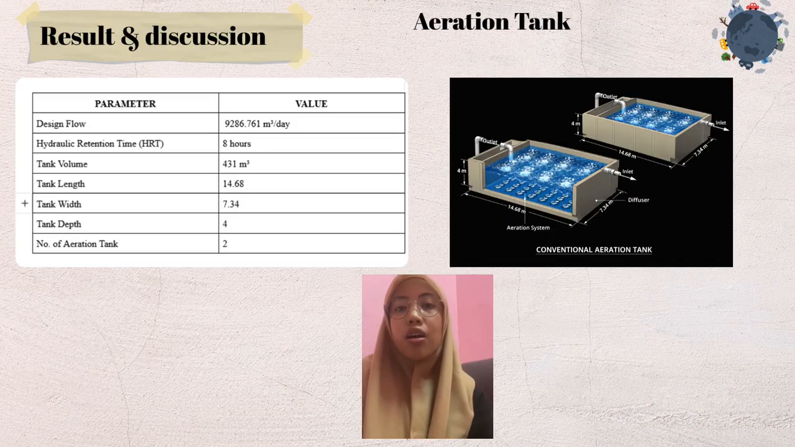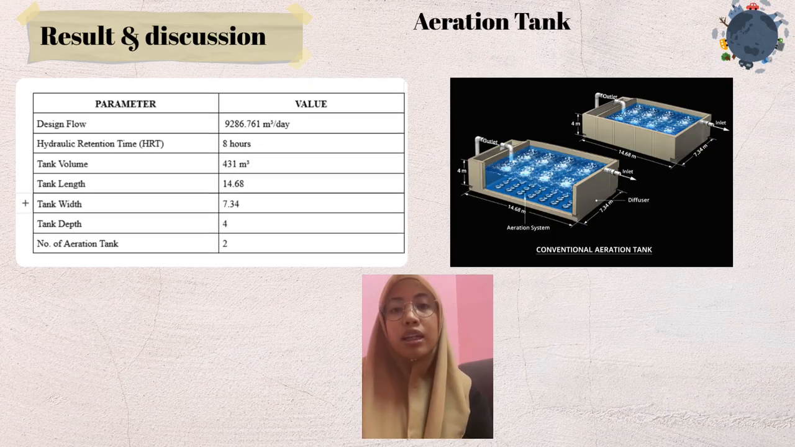Each tank has a length of 14.98 meter, width of 7.34 meter, and depth of 4 meter. At the bottom of the tank, there are aeration units that provide oxygen to the water, allowing microorganisms to break down organic matter efficiently. The illustration shows a 3D view of the two tanks, including the inlet and outlet, and aeration system at the bottom. Overall, the design ensures that the tank can provide sufficient oxygen and detention time, supporting effective biological treatment before the water moves to the next stage.